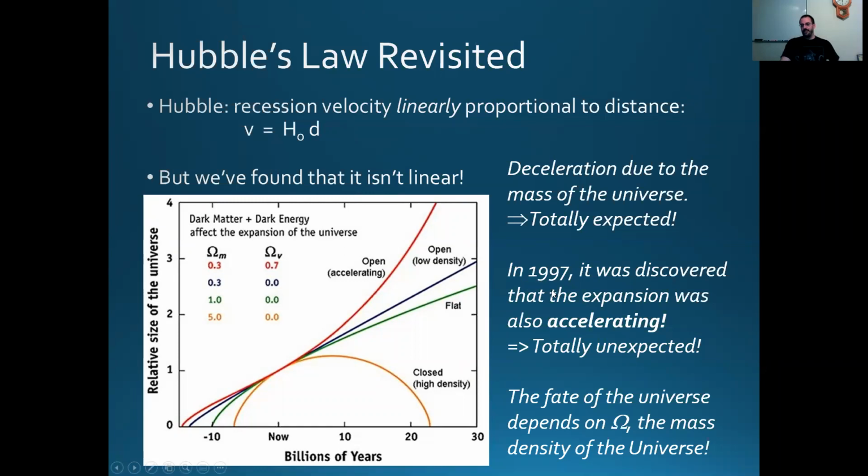Fast forward to 1997, we discovered that there's also an accelerating term to the expansion. The expansion is actually getting faster with time. So it's decelerating, but then separately from that, there's also an acceleration term. This is totally unexpected. This would be like throwing a ball in the air, and as it goes up, it goes faster and faster and faster, and it just explodes into space. This is completely unexpected based on the physics that we understood, and it indicates the existence of something called dark energy.